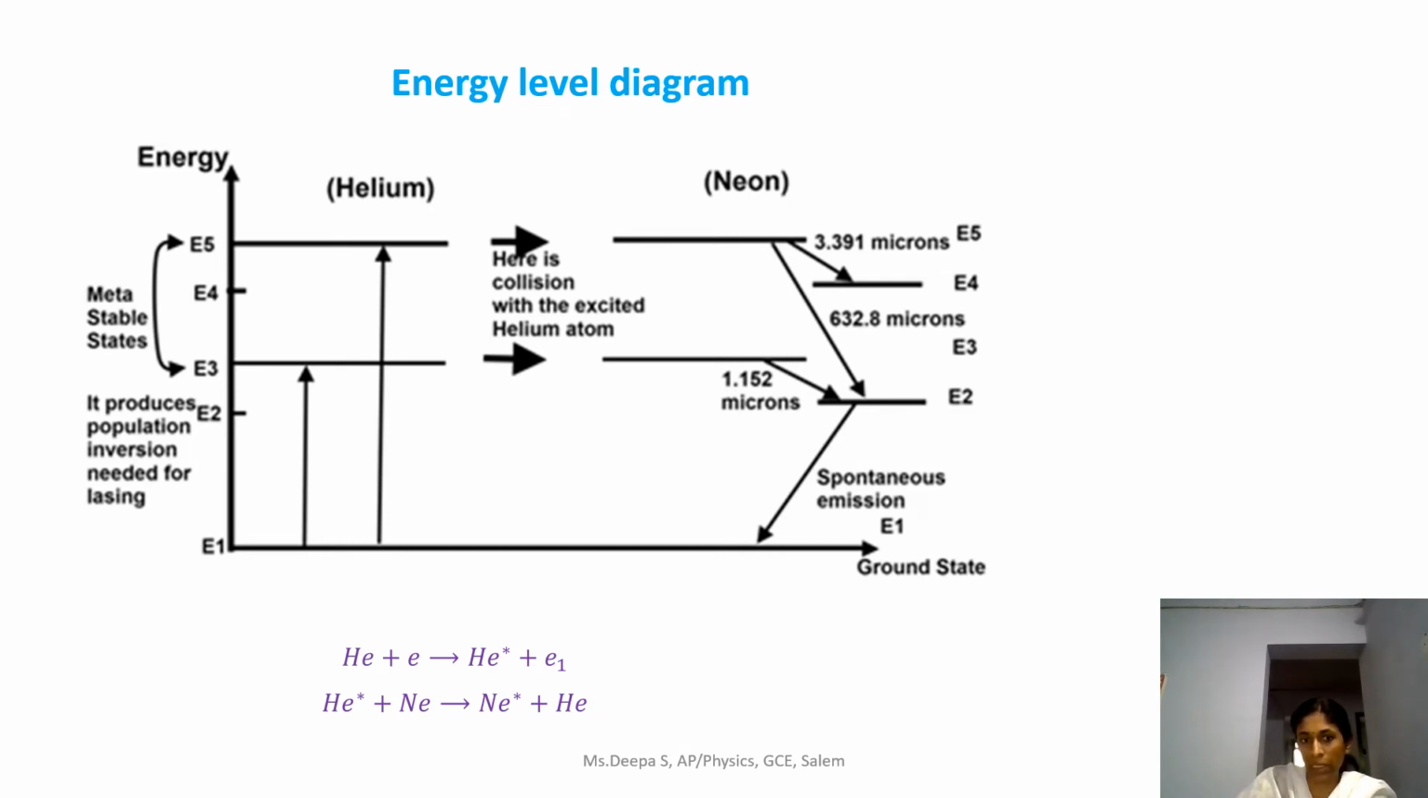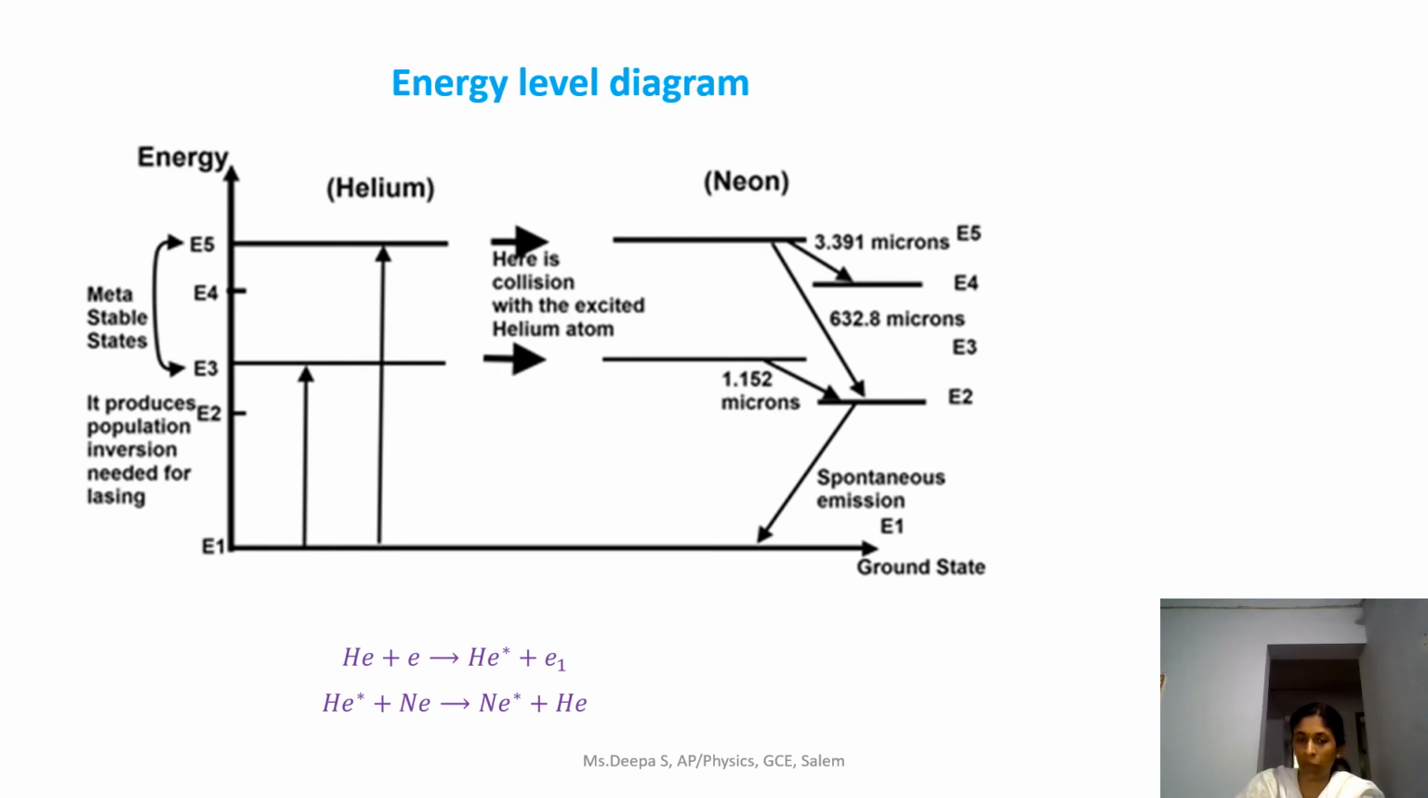The first equation is helium plus electron gives helium asterisk plus E1, and the next equation is helium asterisk plus neon gives neon asterisk plus helium. Initially the electron collides with the helium atom and moves it from the ground state to the excited state, plus E1. E1 denotes that the electron gives some of its energy to the helium, which transfers from the ground level to the excited level.